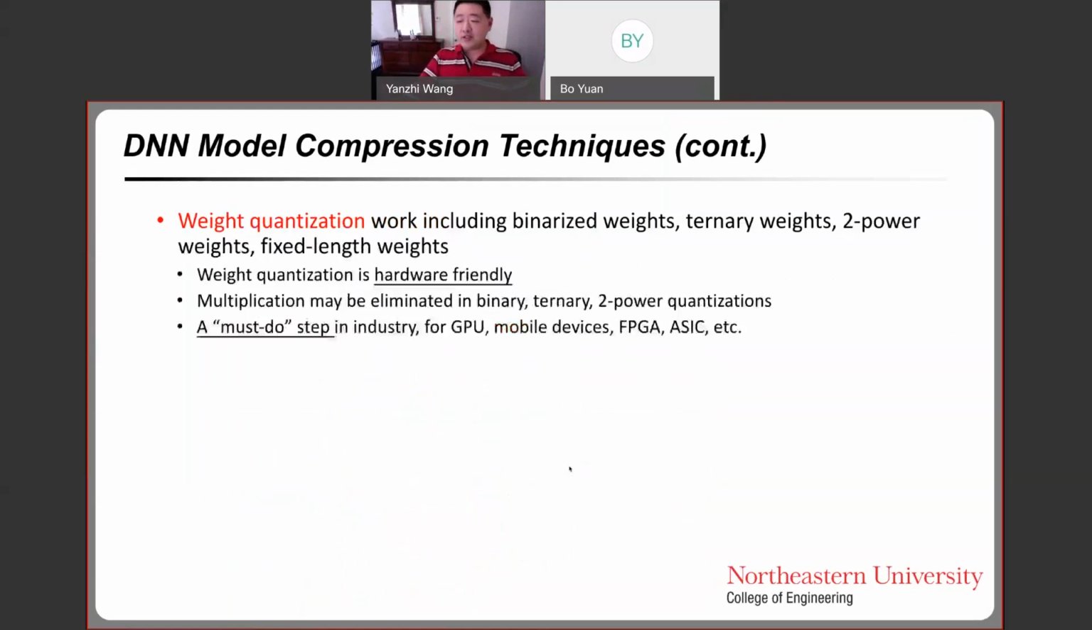So there is also weight quantization. Weight quantization work includes binarized weights, ternarized weights, power-of-two weights, and so on. This may be hardware friendly, and it may be used in FPGAs or ASICs, where it's a must-do.